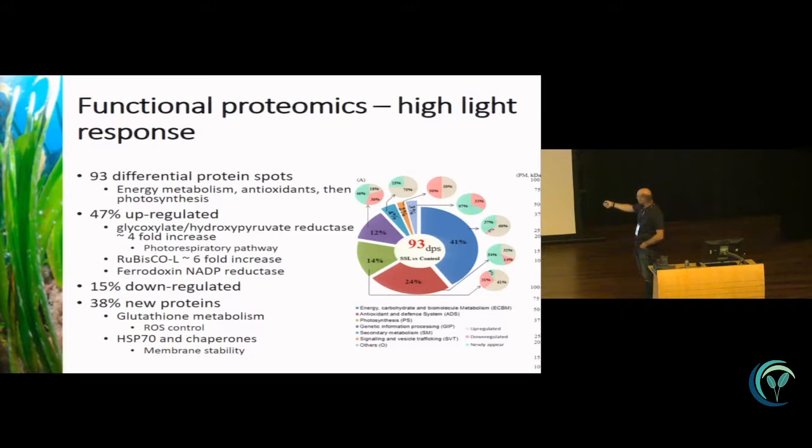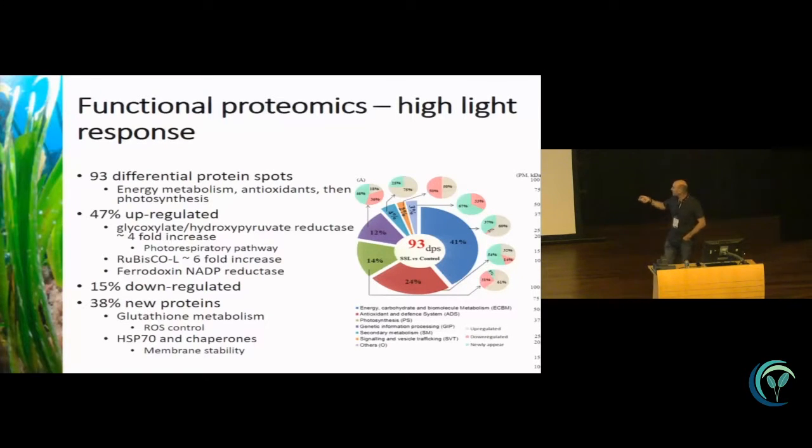So this group here is energy, carbohydrates, and metabolism, basically. This one is antioxidants. This one is photosynthesis. This is gene information. So when you expose the plant to high light, most of the protein regulation is happening with energy and metabolism. Interestingly enough, a lot of antioxidant activity is happening. Then there's a bit of photosynthetic work, and then it gets smaller as it goes on.